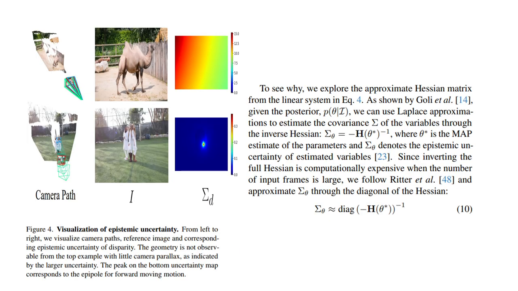Now this is the essential matrix. We can use Laplace approximation to estimate the covariance of our variable to the essential matrix, which is computationally expensive.